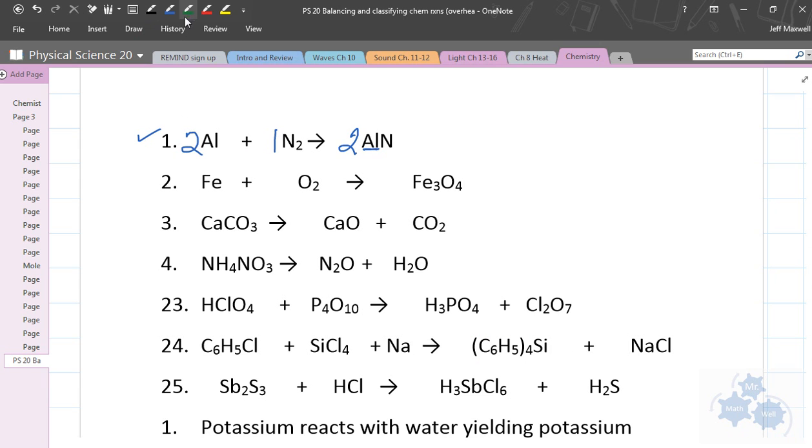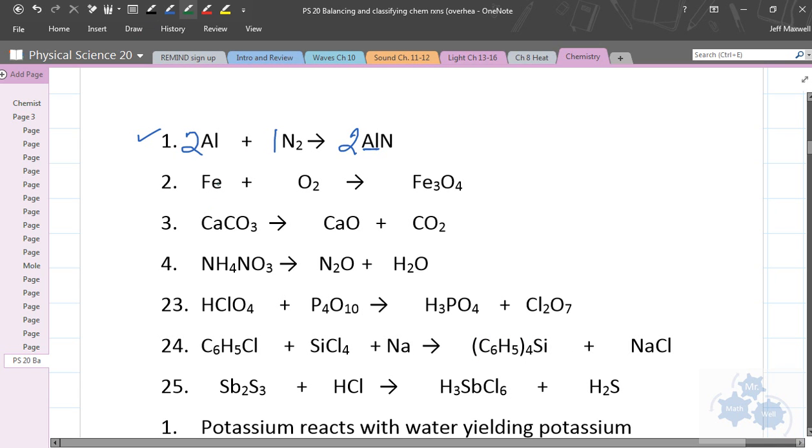Okay, let's do number 2. Actually, yeah, let's do number 2 together. Iron, okay, there's 3 over here, and I've got 1 over here, so I put a 3 there. And, oh, this one's going to be easy, isn't it? Look at there's 4 oxygens here and 2 here, so what do I got to do? 2 there. Am I done with balancing?